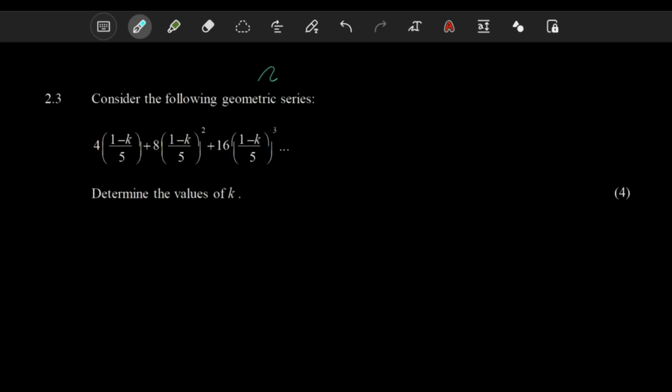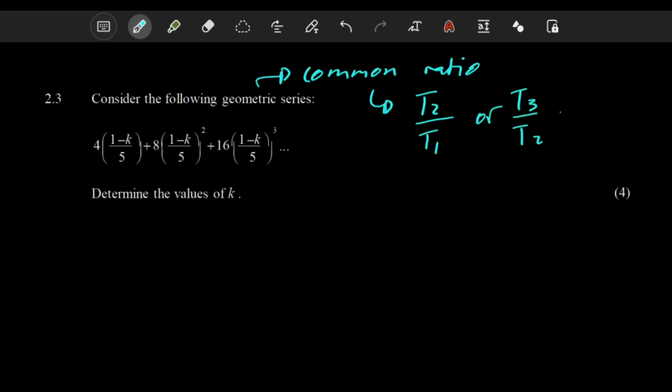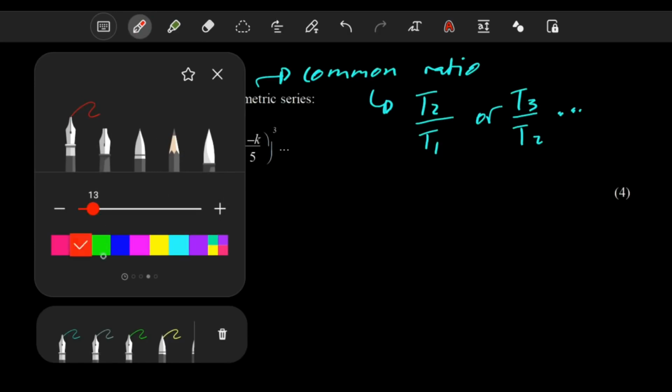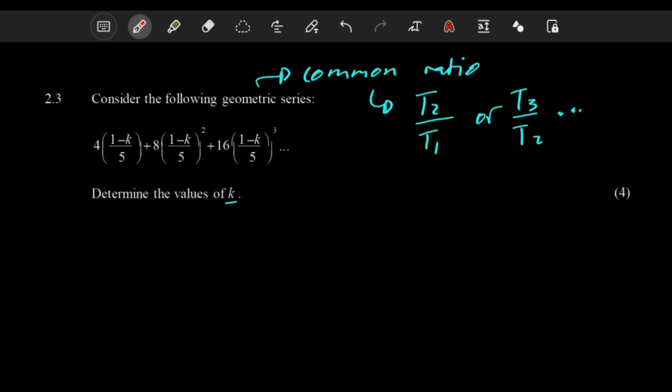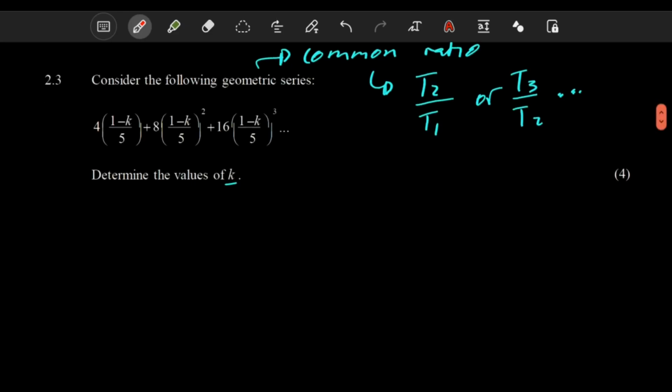So if it's a geometric series, then it means that we have a common ratio. That's the first thing to point out. We have a common ratio, of which we know it is just T2 divided by T1, or T3 divided by T2, going on and on. So here they're saying determine the values of k. So determining the values of k, you may be asking yourself, but then what do you have to do to get the values of k? Like, what's the question? What do you even want, is what you may be asking yourself. So yeah, don't overthink it. Just keep things simple.